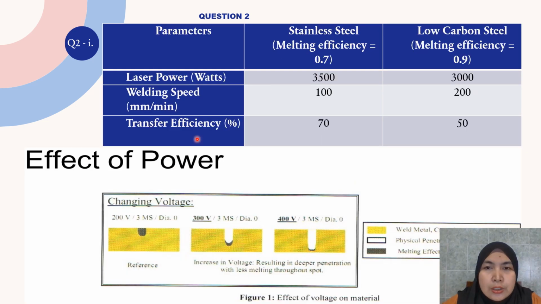To support this, the value is from the notes I found. We can see the effect of laser power on the material to be welded. By increasing the voltage, it gives a higher value of power, and due to that it will result in deeper penetration. You can see here how deep the hole is.